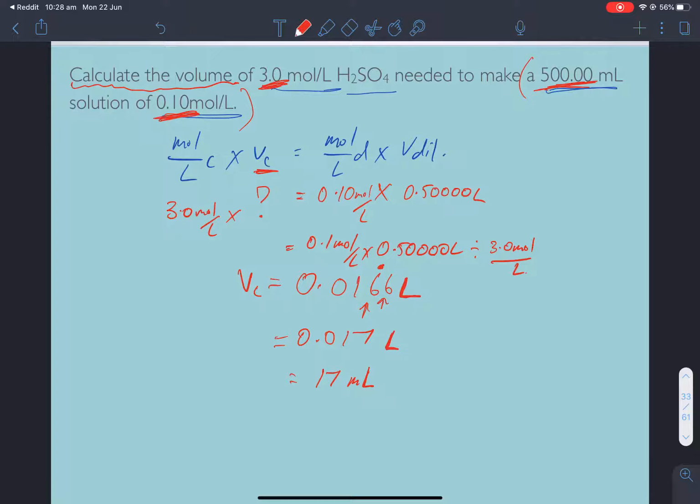I've got that right, haven't I? Yes, I think I have. Always good to double check. 17 mil, 2 sig figs.